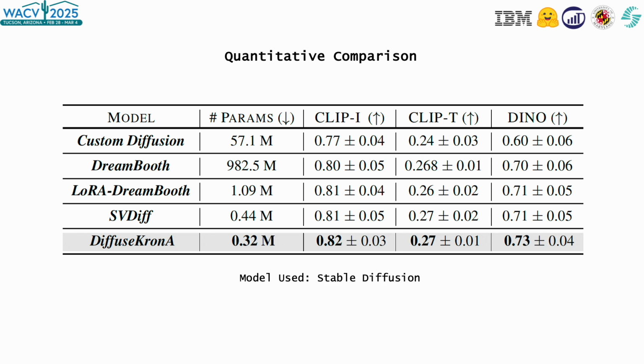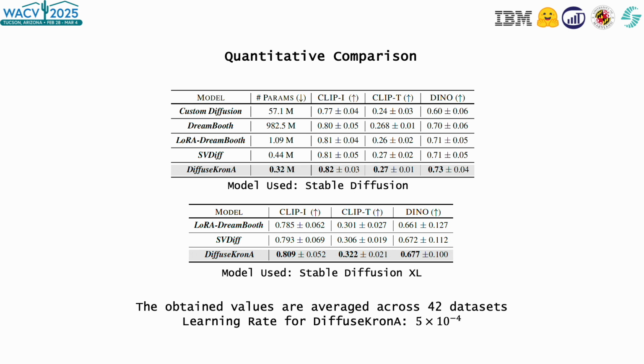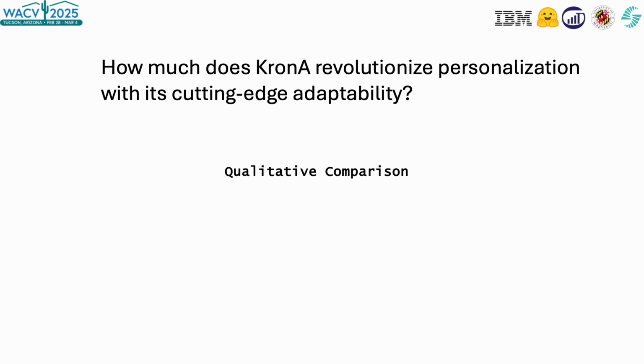With just 0.32 million parameters, fewer than all competitors, it achieves the highest CLIP-I score of 0.82, and DINO score of 0.73. Even against SV-Diff and LoRA, DiffuseKronA delivers superior consistency, reflected in tighter error margins. A similar pattern can be seen with SD-XL as well. You might be asking, but what about the qualitative impact? The answer lies in the stories, the narratives, and experiences.